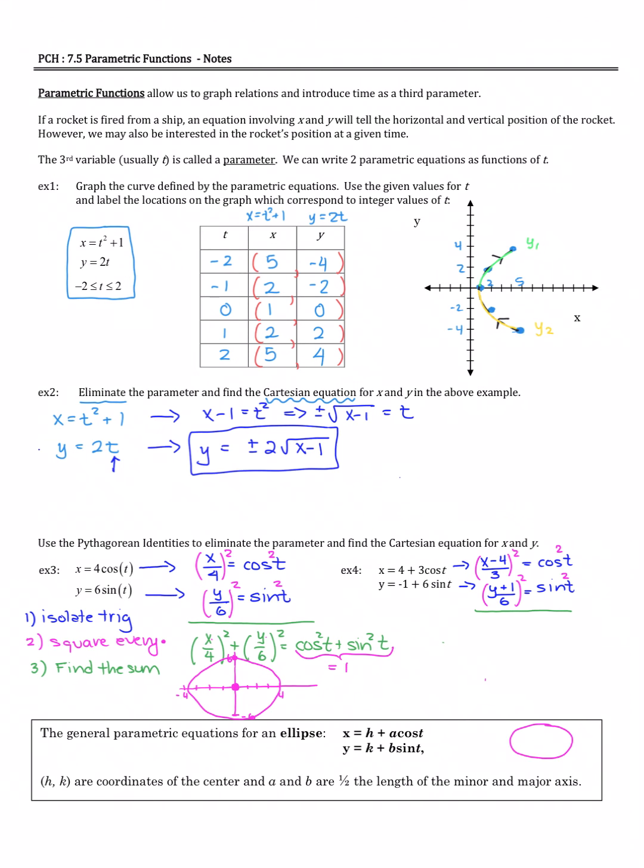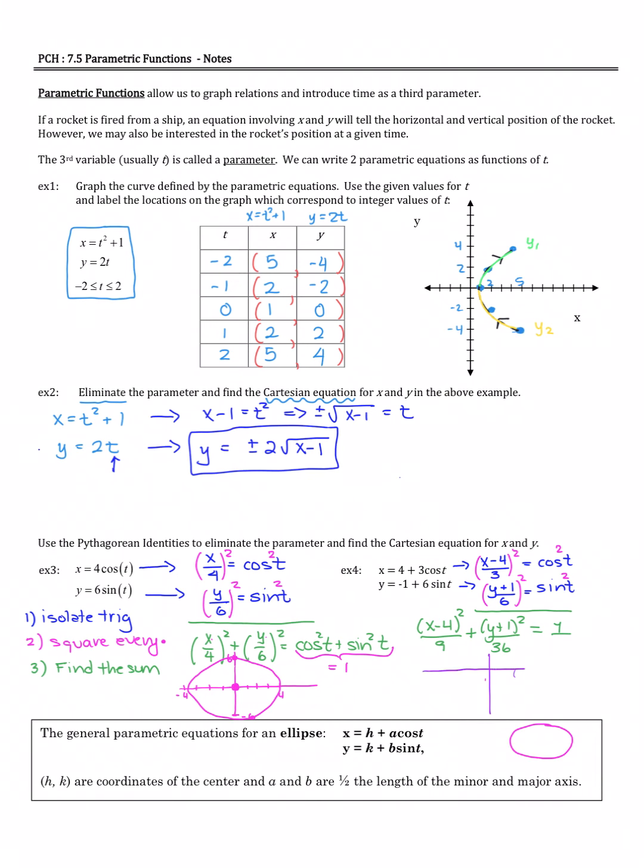So what I end up with is, you know what, I'm going to do it a little bit differently this time, just so you can see, because I don't really care which way you write it. (x minus 4) squared over 9 plus (y plus 1) squared over 36 equals cosine squared plus sine squared, which we know to be 1. So then if I had to graph that function, sorry, getting out all my colors here.